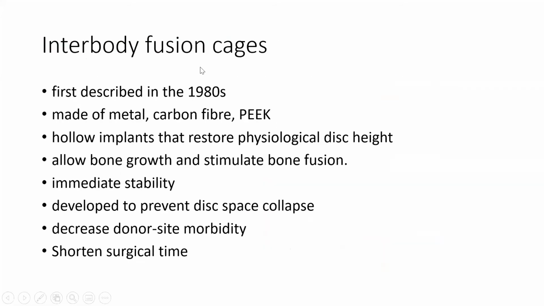So interbody fusion cages, these have been around for decades. They're made of different materials. So really, instead of putting bone graft in the neck, because there are some problems with bone graft, these are hollow implants that maintain physiological height. You allow the bone to grow through, and they give you stability.